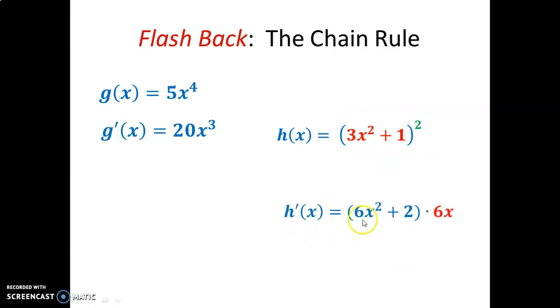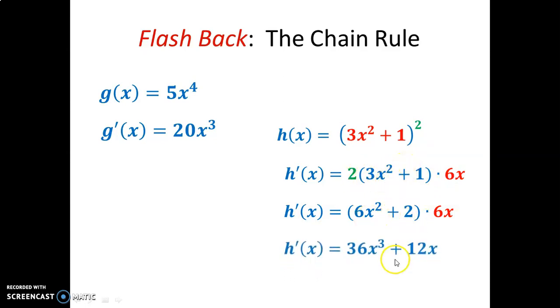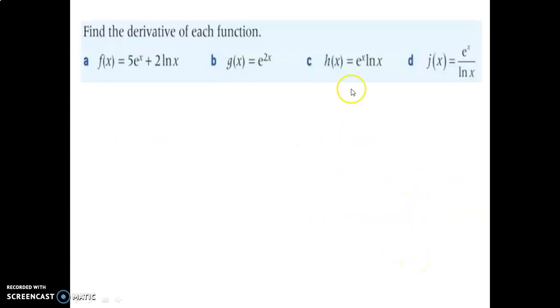So here we have this part is when I dropped it. I dropped the 2 down. There's this part that stays there. This became a 1 now, and we multiply by the derivative of the inside part by chain rule. And when you multiply this 2 through there, you get this, and then multiply by 6, take it a step further to that. Okay, that's chain rule. We're going to use it on this next one here.